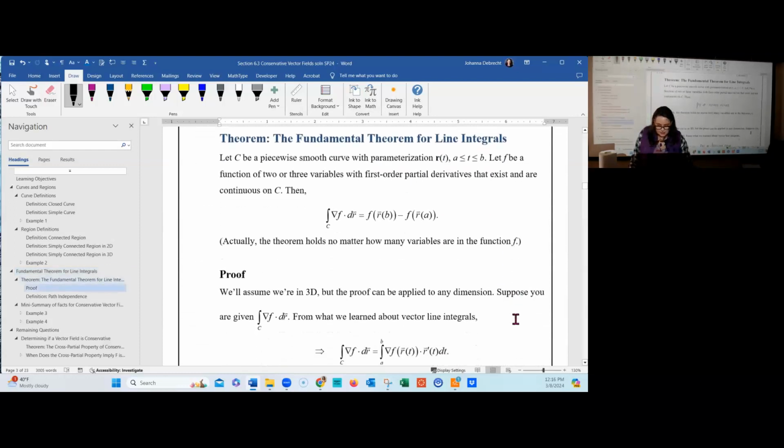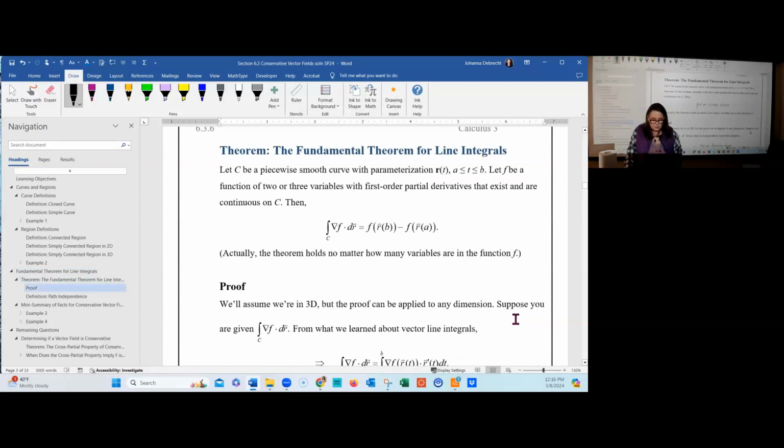Let's look at the fundamental theorem for line integrals. We're going to start with a piecewise smooth curve. Remember, smooth means the first derivative is continuous and not the zero vector. And it has parameterization r of t for t varying between a and b. We'll let f be a function of either 2 or 3 variables, so 2-dimensional or 3-dimensional, with first order partial derivatives that exist and are continuous on C.